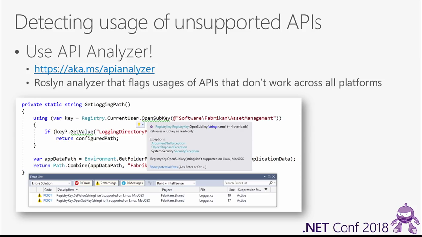So the expectation is that you as a library author either decide that you don't support your library outside of Windows, or that you guard your calls with an if statement that says, if you're running on Windows, call the API, otherwise don't call the API.